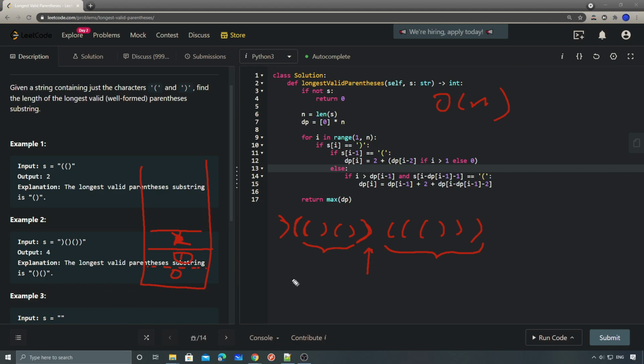We also need to be careful with the corner case. Let's say everything is valid. In this case, the stack will be empty, right? To fix this, we can simply initialize the stack with a -1 at the very beginning. That can solve this corner case.